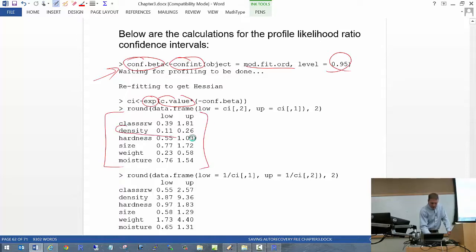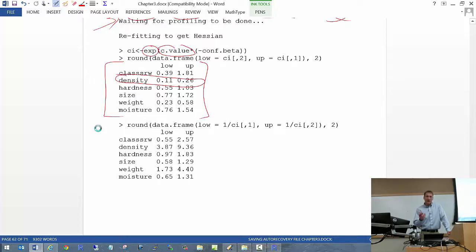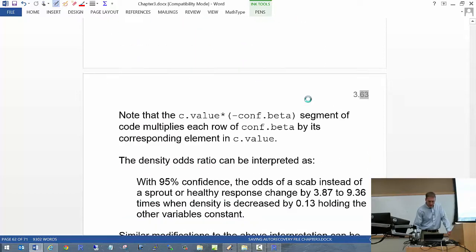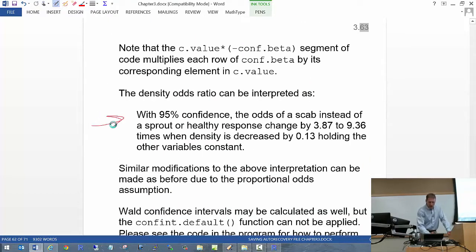Notice again for density, it's 0.11 to 0.26. Notice 1 is not in that interval. So that's obviously very important, saying that density does matter. If I invert that interval for density, this is what I get, 3.87 to 9.36. And so that leads to the following interpretation. With 95% confidence, the odds of a scab instead of sprout or healthy change by 3.87 to 9.36 times when density decreases by 0.13, holding the other variables constant.